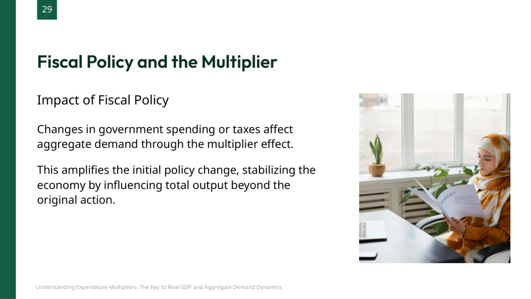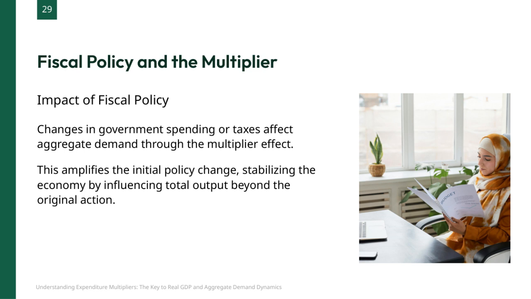Now, let's focus on the impact of fiscal policy and how it connects with the multiplier effect. When the government changes its spending levels or adjusts taxes, these actions don't just affect the economy one-to-one. Instead, they trigger what we call the multiplier effect. This means that the initial change leads to a bigger overall impact on aggregate demand.